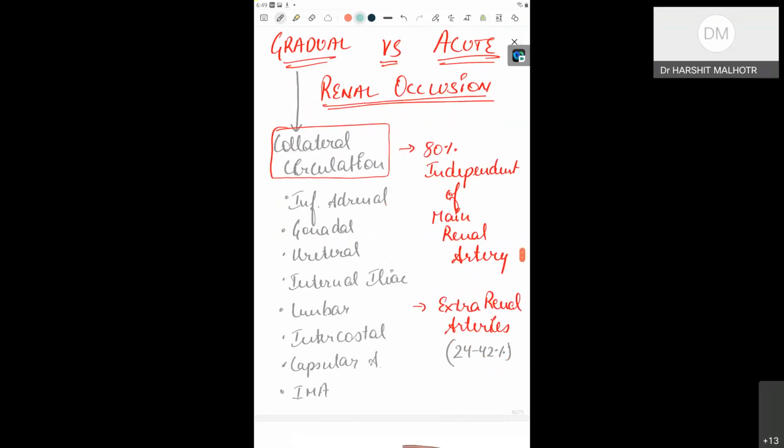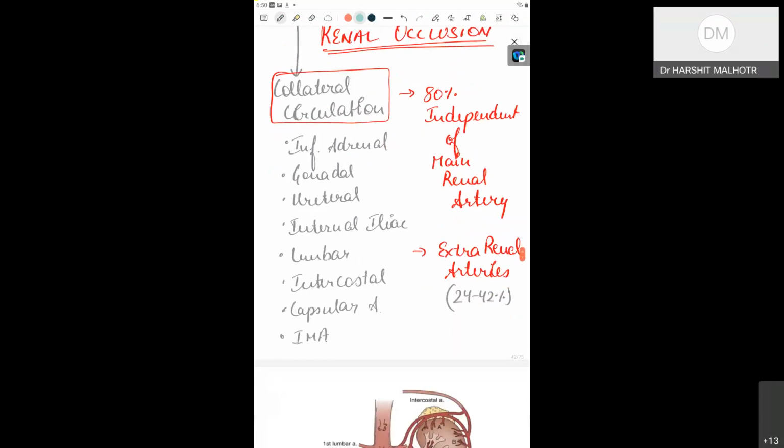The collateral circulation commonly comes, as I told you in the image, the main renal artery only gives the inferior adrenal branch. So even if the main renal artery gets occluded, there can be a reversal of flow for the inferior adrenal. There can be gonadal vessels, ureteric, internal iliac, lumbar, intercostal or capsular arteries. Basically, all the arteries around the area can act as collateral circulation in a case of gradual renal artery occlusion. And rarely even the inferior mesenteric artery and its branches supply this.